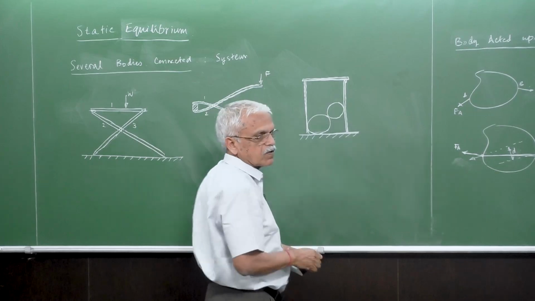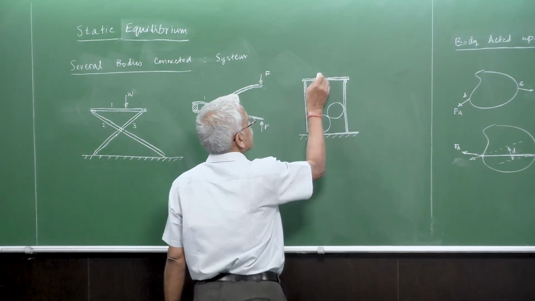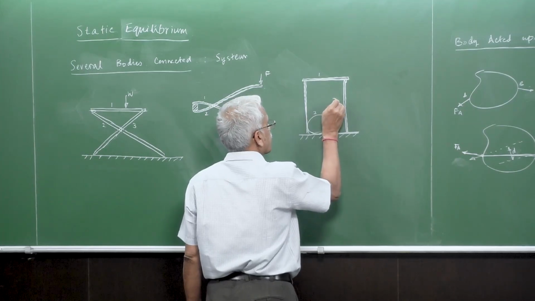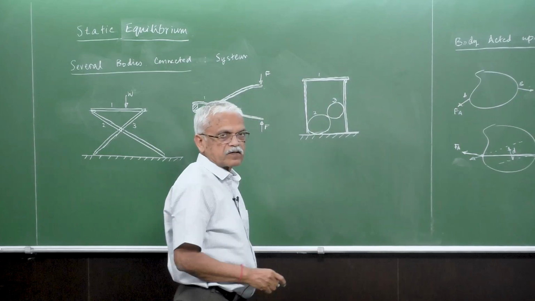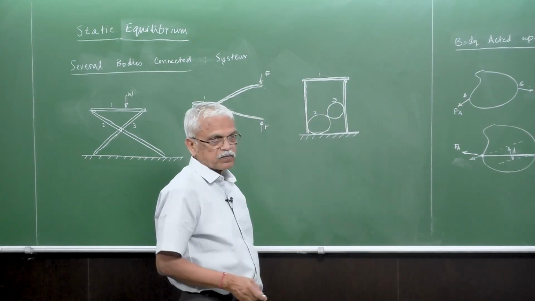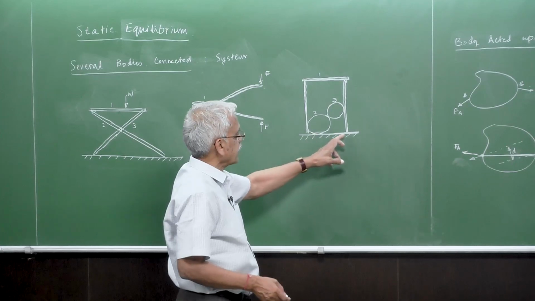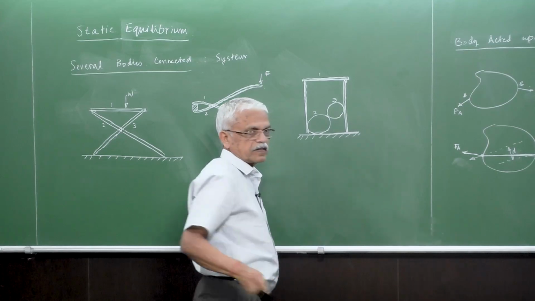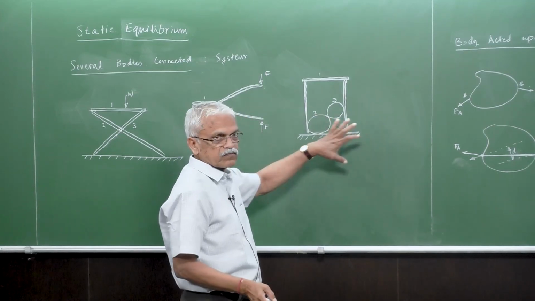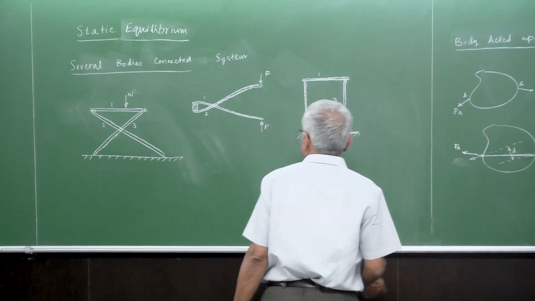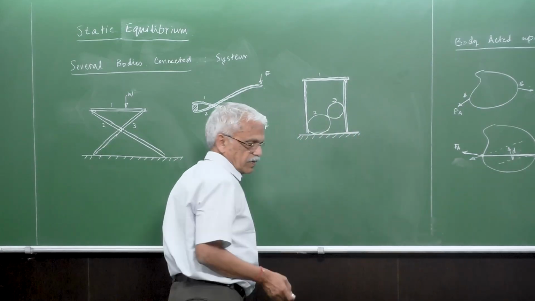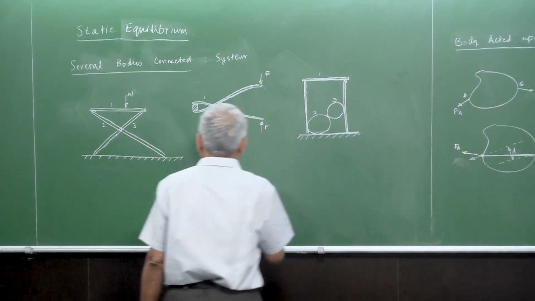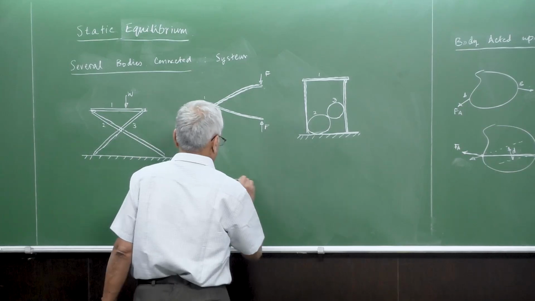is another system of bodies here. Again, there is a hollow cylindrical container in which there are two balls placed, and it's an open container, and at the bottom it is resting on the ground. So this is a system of three bodies again resting on the ground. Like this, you can have any kind of situations.